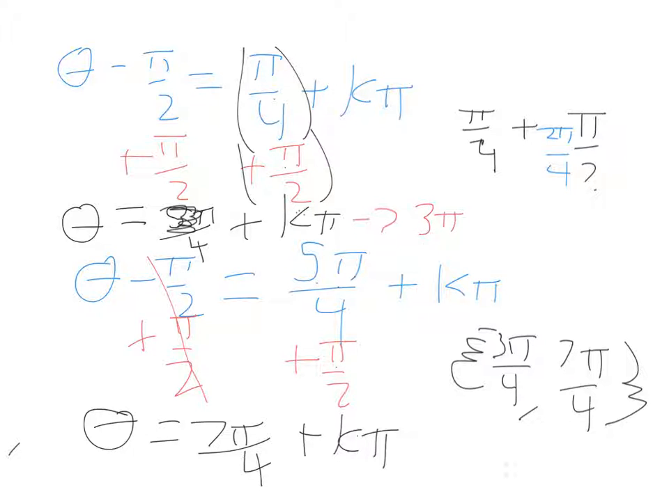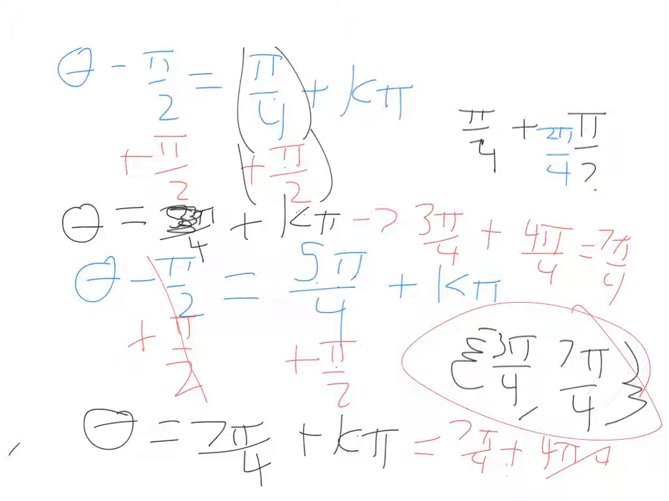So we'd have 3 pi over 4 plus k pi, or plus 1 pi, or just pi. Remember, that's the same as adding 4 pi over 4, which is 7 pi over 4, which we already have. And if we plug in 1 for k into the second equation, we have 7 pi over 4 plus pi. Remember, that's the same as 4 pi over 4, which is 7 pi plus 4 pi is 11 pi over 4. 11 pi over 4 is not in our interval, so these are our only two answers.